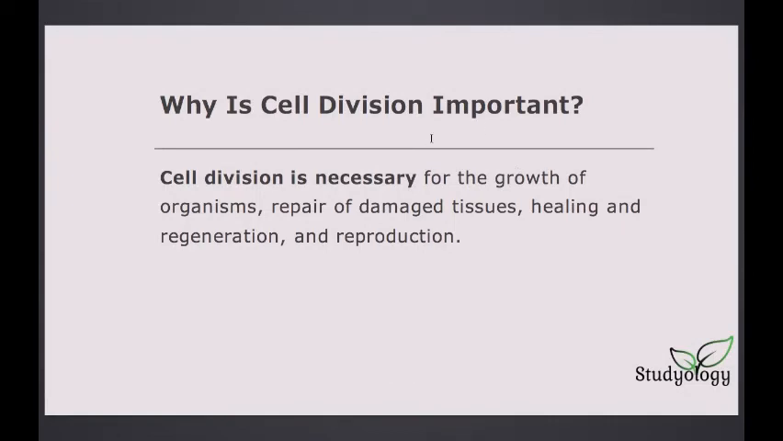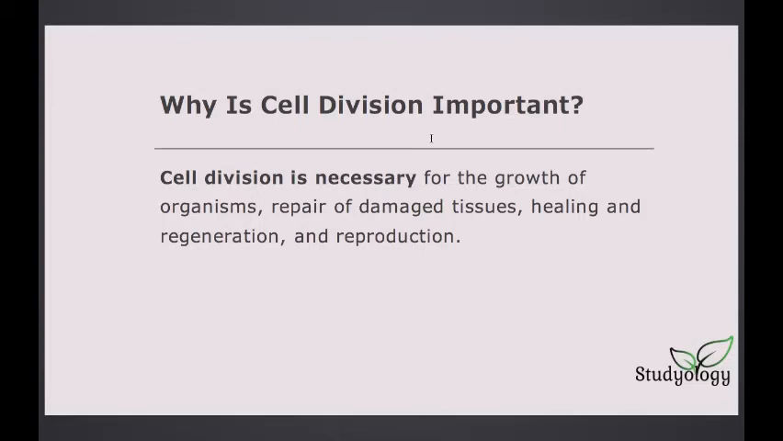Now, why is cell division important? Cell division is necessary for the growth of organisms. As the number of cells divide and grow, the body starts growing. When we are an embryo, when we are just starting life, we are just a single cell. And by the mode of nutrition, our cells start dividing and we form millions of cells, and that's how an organism forms. It also helps repair damaged tissues.